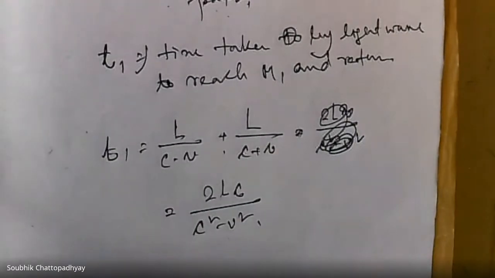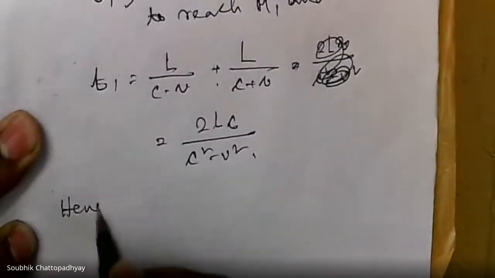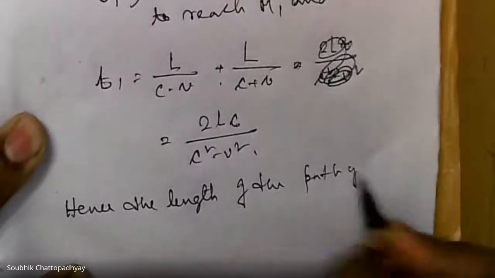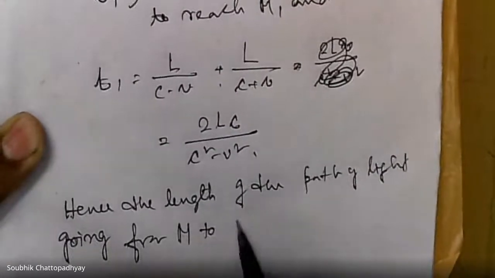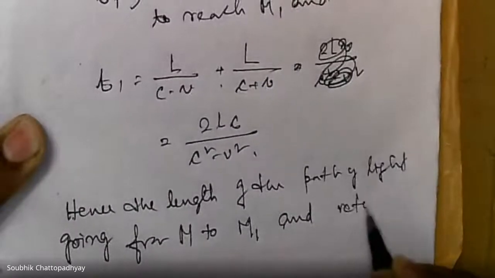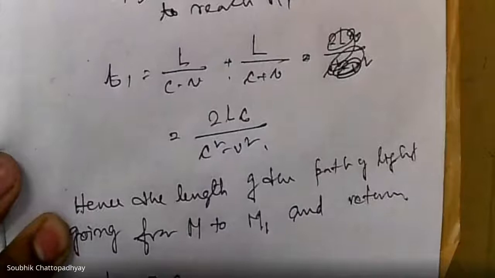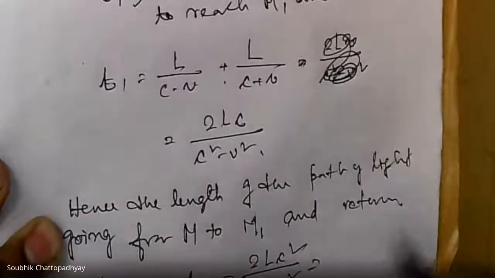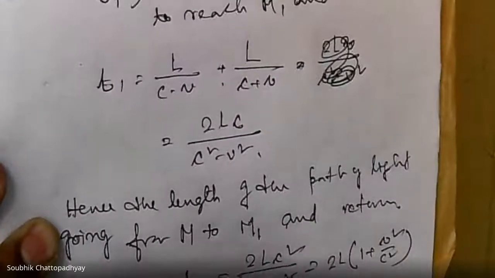So the length of the path traversed by light in going from M to M1 and return should be L1 equals c into t1, so 2Lc square by c square minus v square, so it will be nearly equal to 2L into 1 plus v square by c square, as v is much less than c.